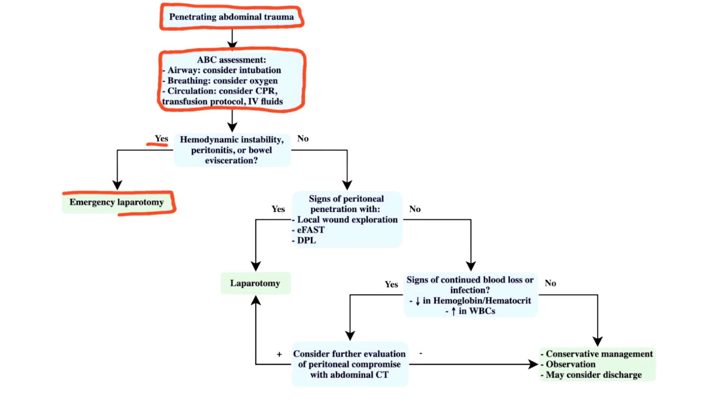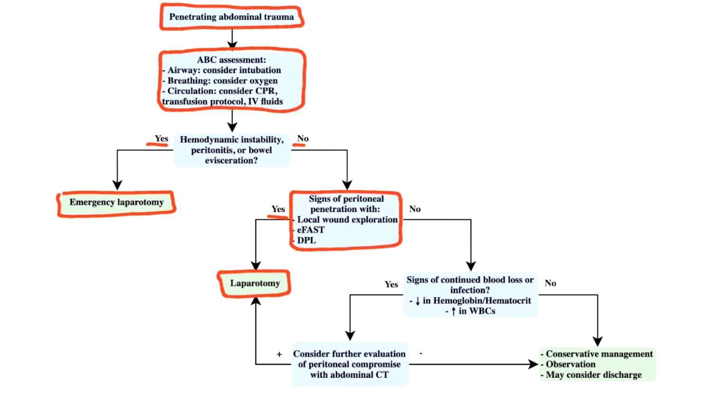In the case of hemodynamic instability due to possible hemorrhage, peritonitis, or bowel evisceration, the next best step is emergency laparotomy. On the opposite side, if the patient is stable with signs of peritoneal penetration, local wound exploration along with additional diagnostic tests such as EFAST or DPL should be done. If physical exam and additional tests are positive, proceed with laparotomy.